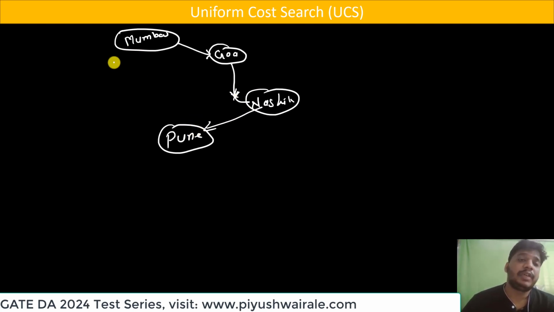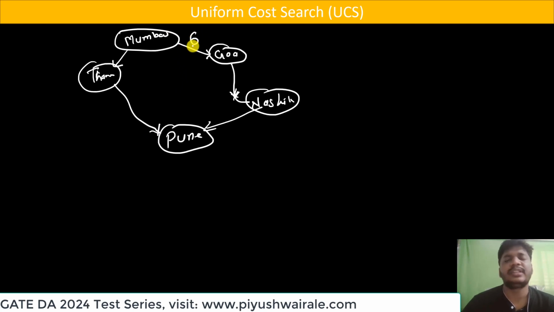But the other way I can go is from Mumbai to Thane, right? And from Thane I am going to Pune. But at what cost? From Mumbai to Goa, it will take me around, say, 6 hours. From Goa to Nashik, say 5 hours, and from Nashik to Pune, say 1 hour. From Mumbai to Thane, say 1 hour, and from Thane to Pune, it will take me, say, 12 hours.